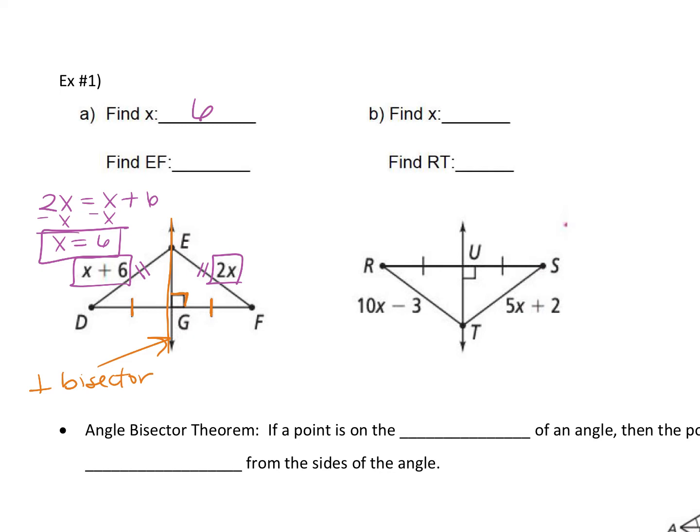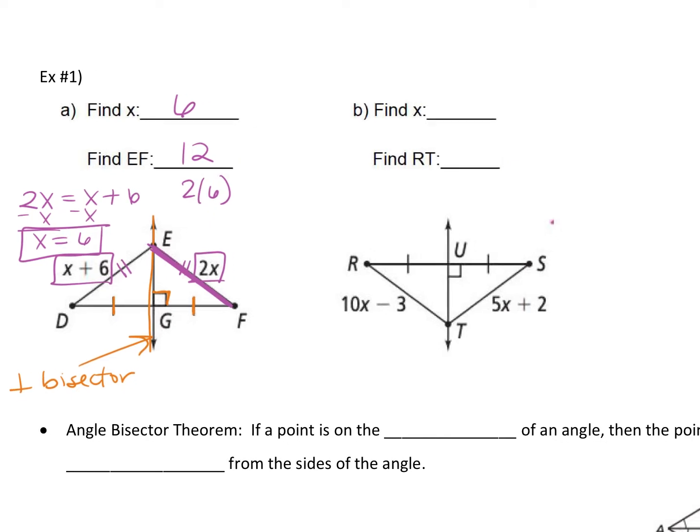So then how do you find EF? What's the length of EF? EF is this one, right? It'd be 12, right? It's 2x. So 2 times 6 would give you 12 for EF.